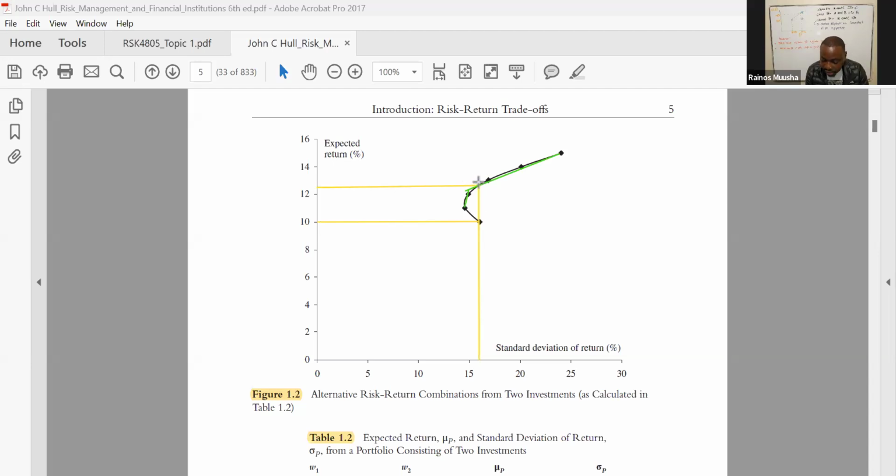if you find yourself at this point, this is the point where you're able to maximize your returns for a given level of risk. So now the question would be, what weighting are you going to be giving to portfolio A, or portfolio 1, and what weighting are you going to be giving to portfolio B, so that you're able to find yourself having this expected return for this amount of risk exposure? Are we on the same page?